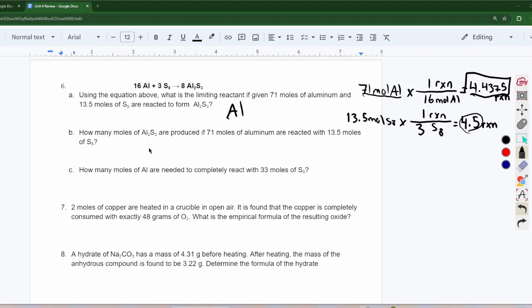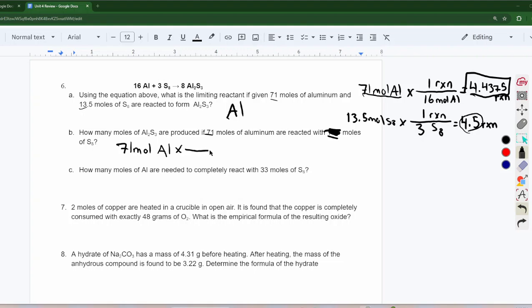Next part. How many moles of Al2S3, that's this one, are produced if 71 moles of aluminum are reacted with 13.5 moles of S8? Notice it's the same numbers, so we can use the numbers that we've already gotten up here. We'll start out with 71 moles of aluminum. We can ignore the 13.5 moles of S8 because it's in excess. We won't use it all.